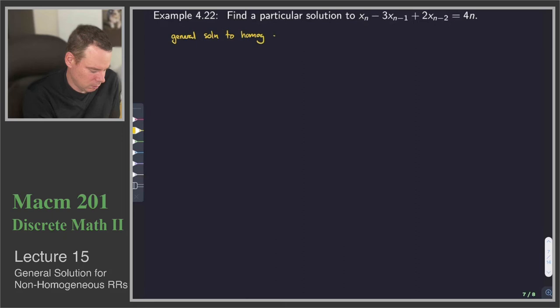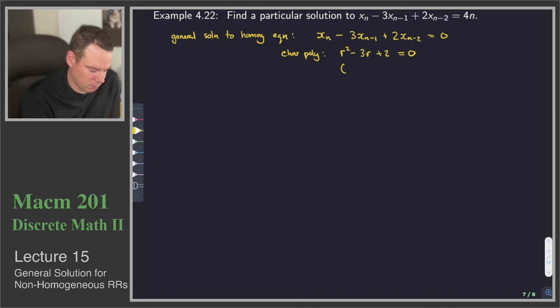So what's our general solution to the homogeneous equation? The homogeneous equation is x sub n minus 3 x sub n minus 1 plus 2 x sub n minus 2 is equal to 0. Go ahead and we write down our characteristic polynomial. That's r squared minus 3r plus 2 is equal to 0.